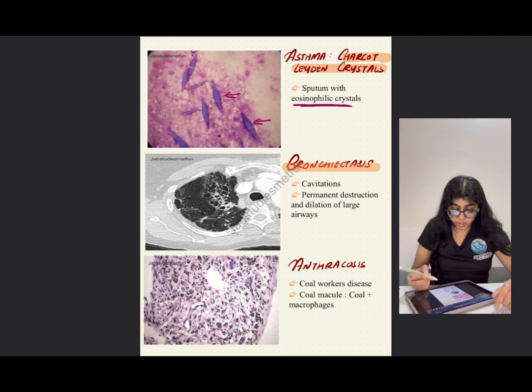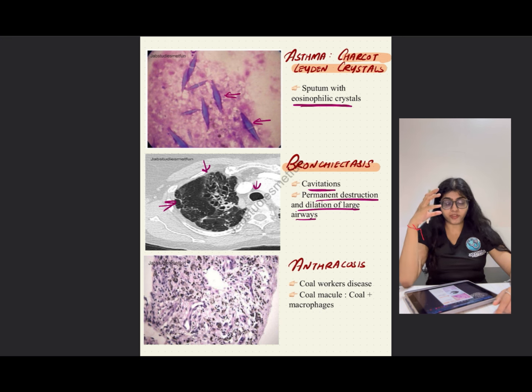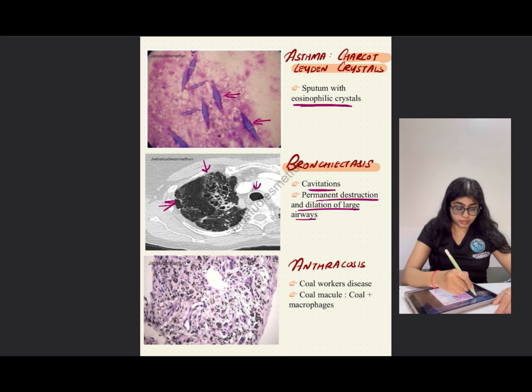Next one is bronchiectasis. In bronchiectasis, you can see there are cavitary lesions. These are cavitary lesions. It is a permanent destruction and dilatation of large airways. So around the large airways, you can see that there are cavity formations. That is bronchiectasis.